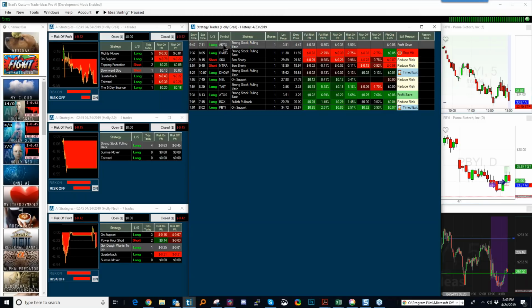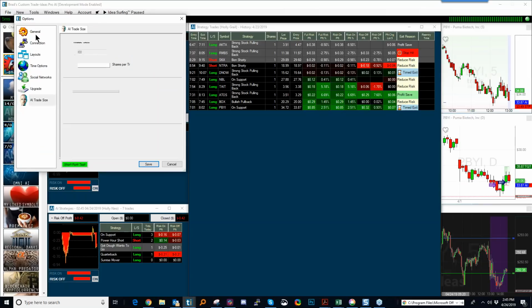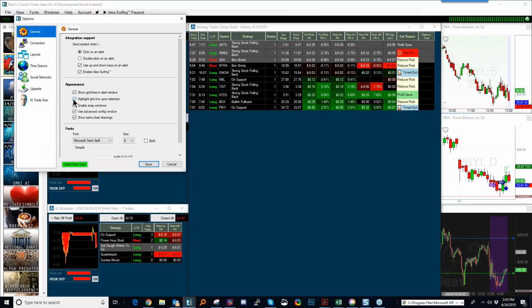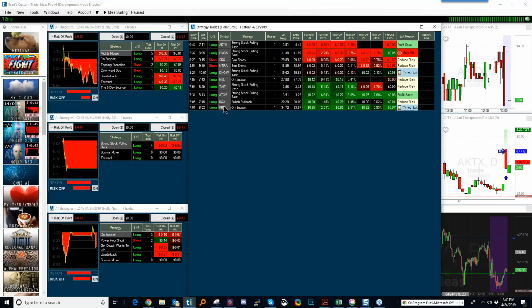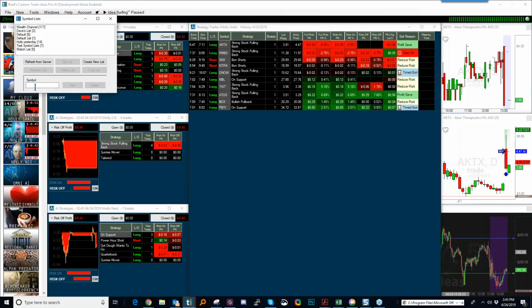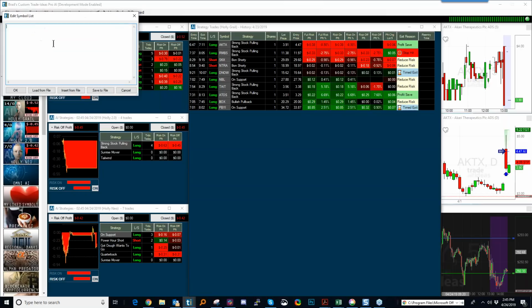Yeah, and some really good stuff you can do here. Let me change this real quick. Tools, options, general, and I'm going to uncheck this highlight grid row. What I can do is I can just grab these symbols right here, hit Control-C, go up to Tools, create a symbol list, and let's create a new one, and we'll just say Holly 424. I'll edit it, and I'm just going to drop the symbols right in there, hit OK.